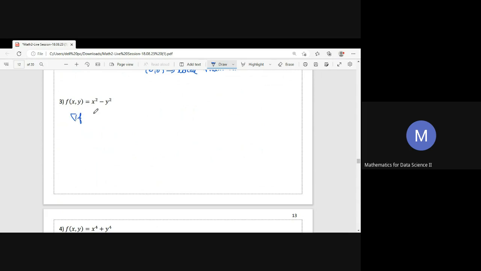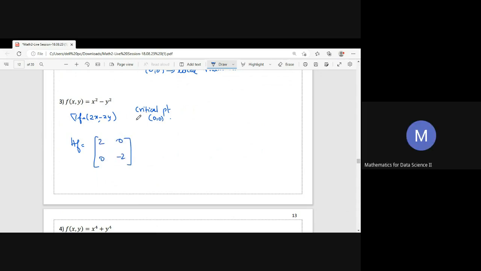Now again it is going to have gradient (2x, minus 2y). So you are going to have the same critical point here as well, which is (0, 0). Now what is your Hessian matrix here? 2, 0, 0, minus 2.